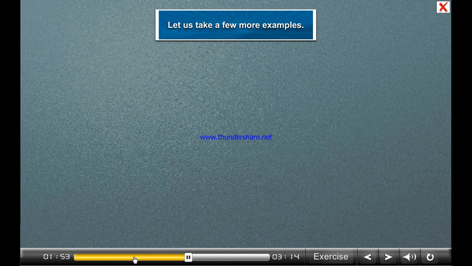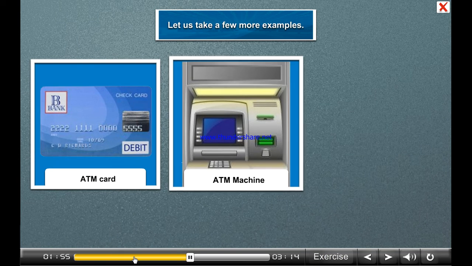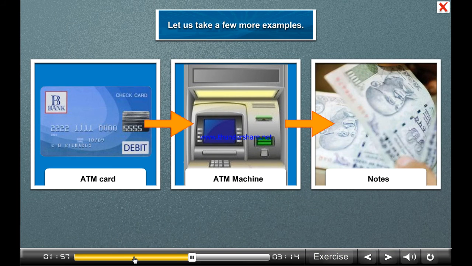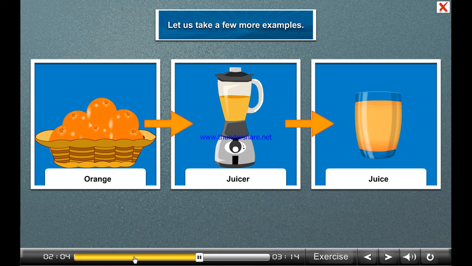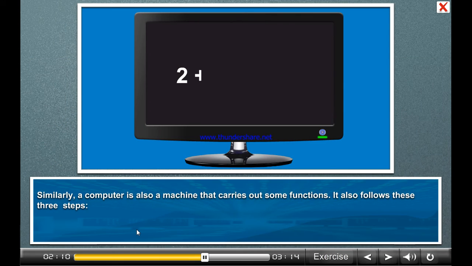Let us take a few more examples. ATM card, ATM machine, notes. Orange, juicer, juice. Similarly, a computer is also a machine that carries out some functions. So it follows these 3 steps.